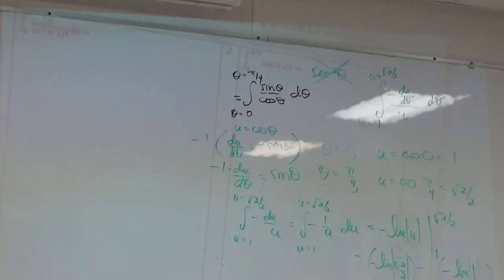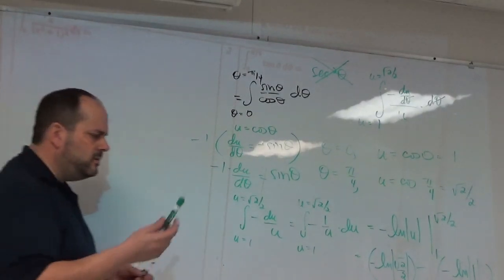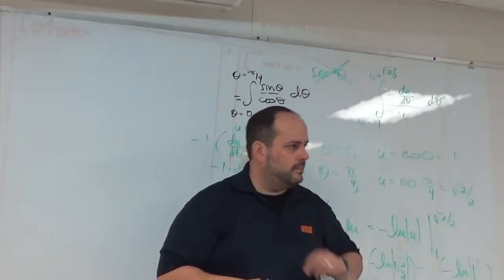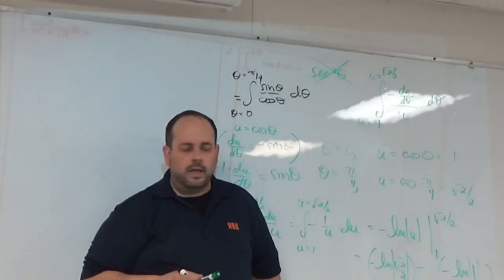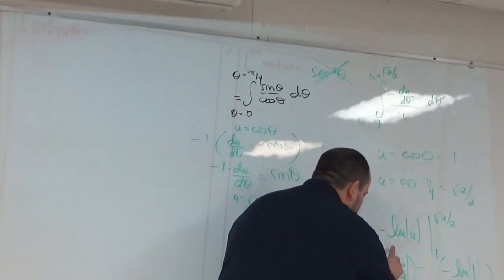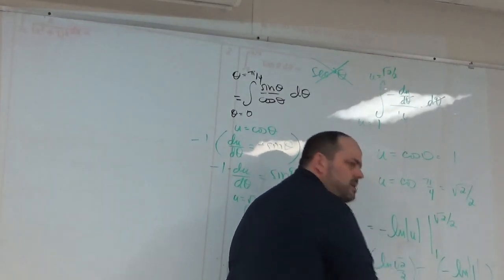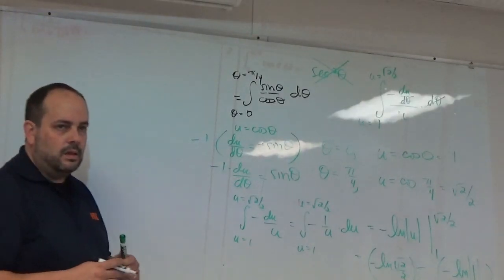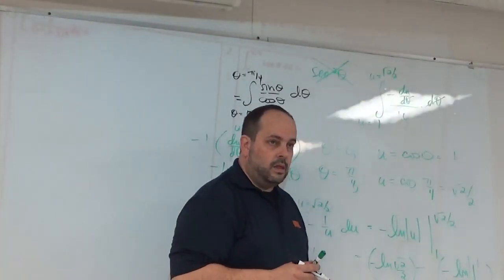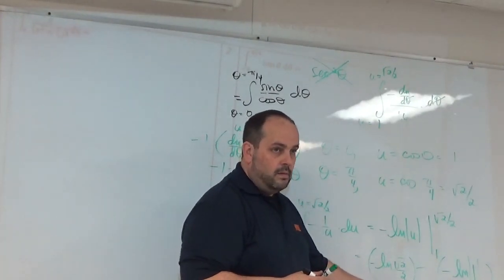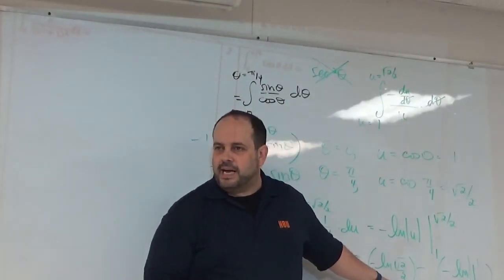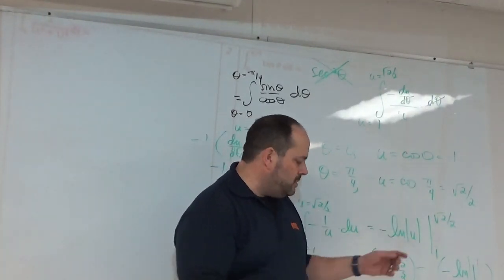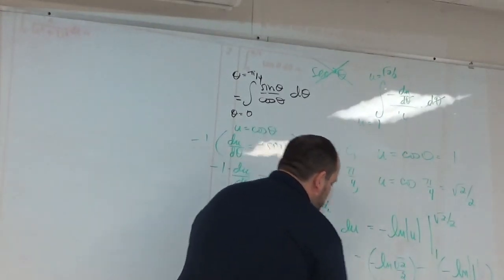Why don't you need them anymore? Flora, why don't you need them anymore? That's not why. But good try. Thanks for getting in there. Why can I stop writing these things? Jackie, why can I stop writing them? Because both u equals square root of 2 over 2 and 1 were already positive, so there was no need to. Right, these are already positive numbers. What's the absolute value going to do? Nothing at all.